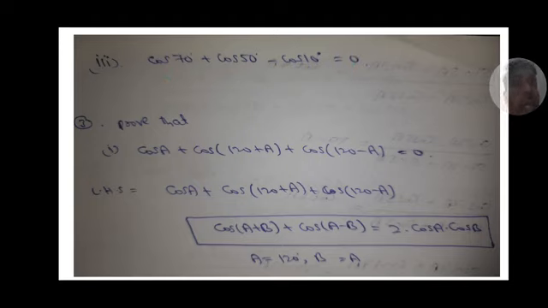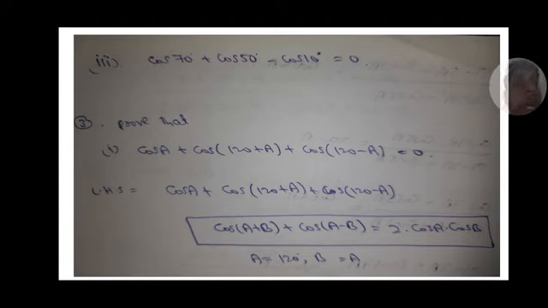It is also the same. In the first two terms you have to use cos 70 plus cos 50, cos C plus cos D. Or if you take these two terms, cos C minus cos D. You can use either, but better use cos C plus cos D. C equal to 70 degrees, D equal to 50 degrees. Cos C plus cos D equals 2 cos of C plus D by 2 into cos of C minus D by 2. Simplify, you get the answer.